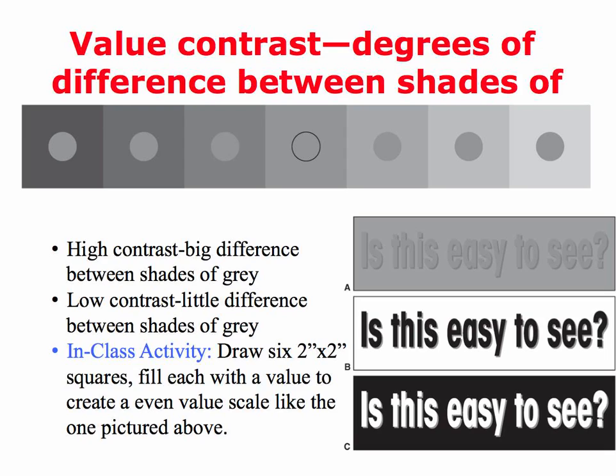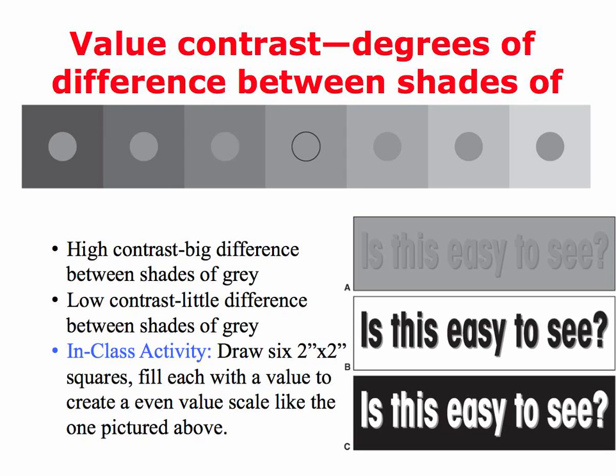So let's take a look at some contrast examples. Across the top here, we can see 7 squares, each with a circle in the middle of them. The squares go from very dark gray on the left to very light gray on the right. Interestingly, the circle in the middle of each square is the same shade of gray, but it looks much darker on the right hand side than it does on the left hand side. And we'll talk about why that is when we get into talking about color.